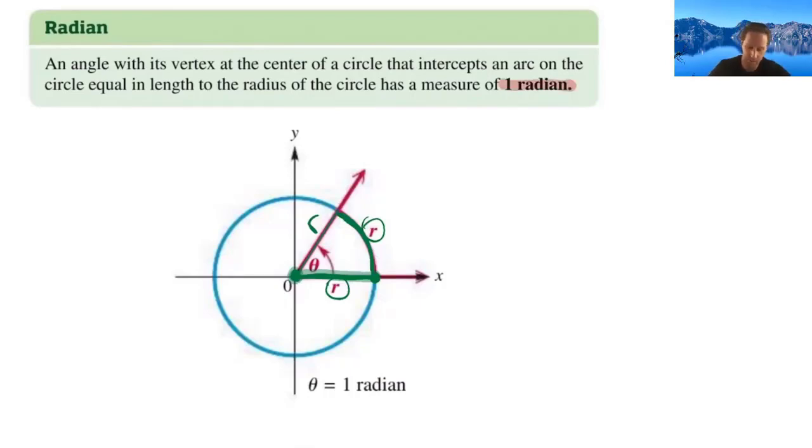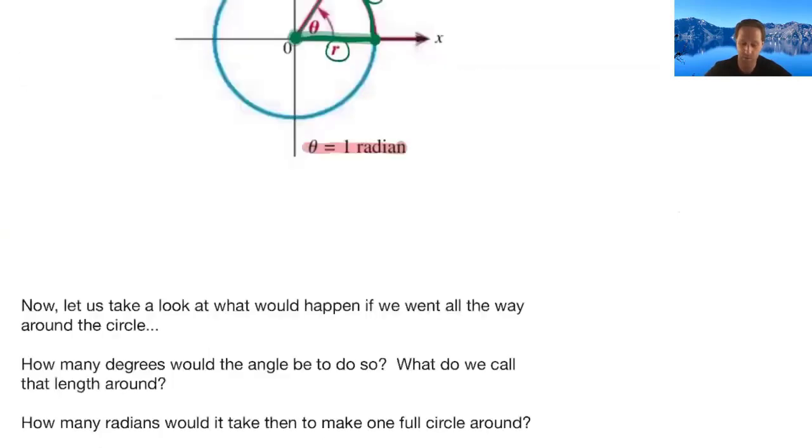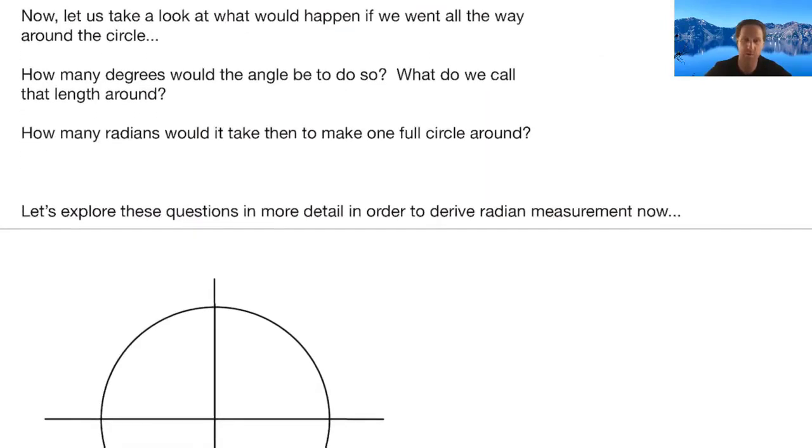So we're going to call theta that 1 radian. And so there's the definition for you. Now I'd like to derive it. Let's take a look at what would happen if we were to go all the way around the circle rather than just that length of r. If we're going all the way around a circle, hopefully you remember the name of that is the circumference, which is basically the perimeter of a circle. For a perimeter, you have to add up all the sides, and a circle has no sides, so we call it the circumference. And if you remember from geometry, the formula for circumference is 2 times pi times r.